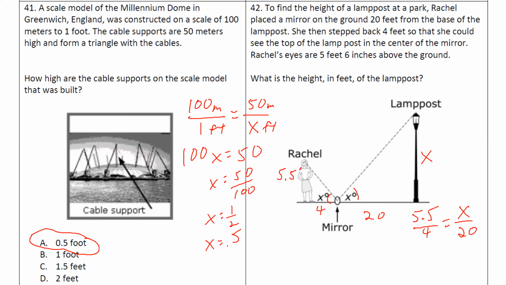Cross multiply and solve. No matter what your proportion looks like at this step, if you set a correct proportion, we should now be doing the same thing. So we get 4x is equal to 110. This does not come out to a whole number. This is x equals 27.5. And that is our final answer, 27.5 feet.